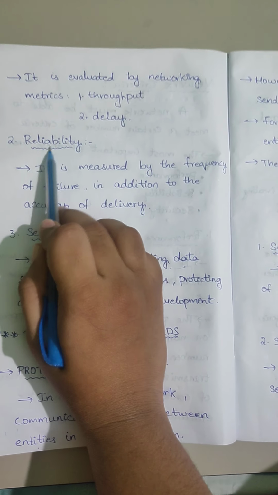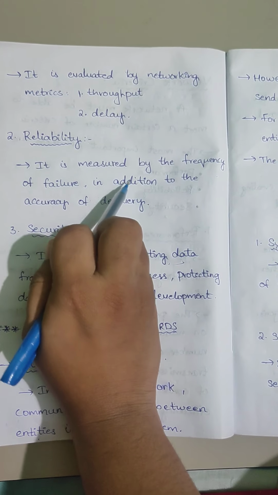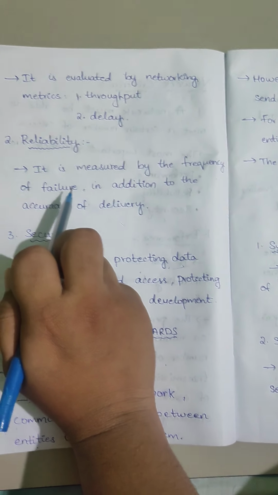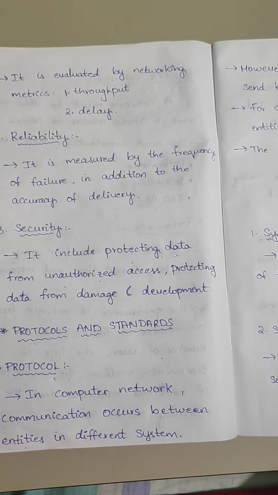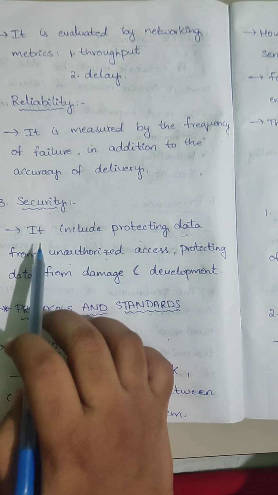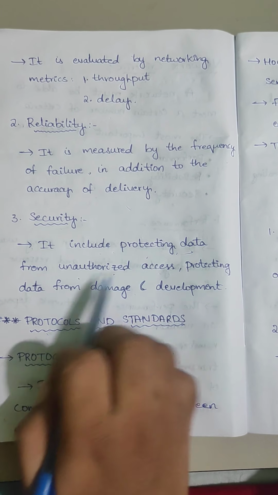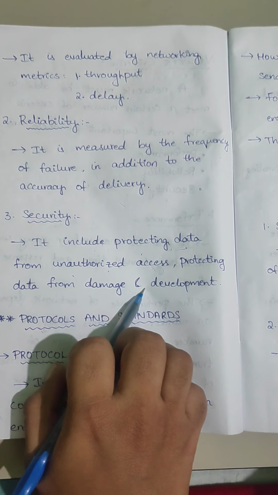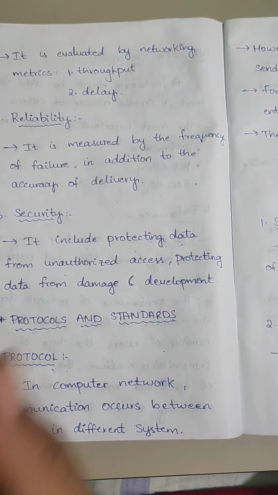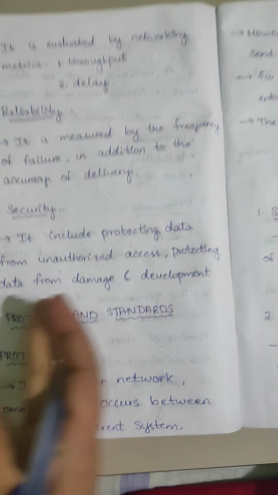And next one is reliability. In addition to the accuracy of delivery, it is measured by the frequency of failure and the time it takes a link to recover from a failure. And next one is security. Security includes protecting data from unauthorized access, that means unofficial access, protecting data from damage and modification, and implementing policies and procedures for recovery from data losses, etc.